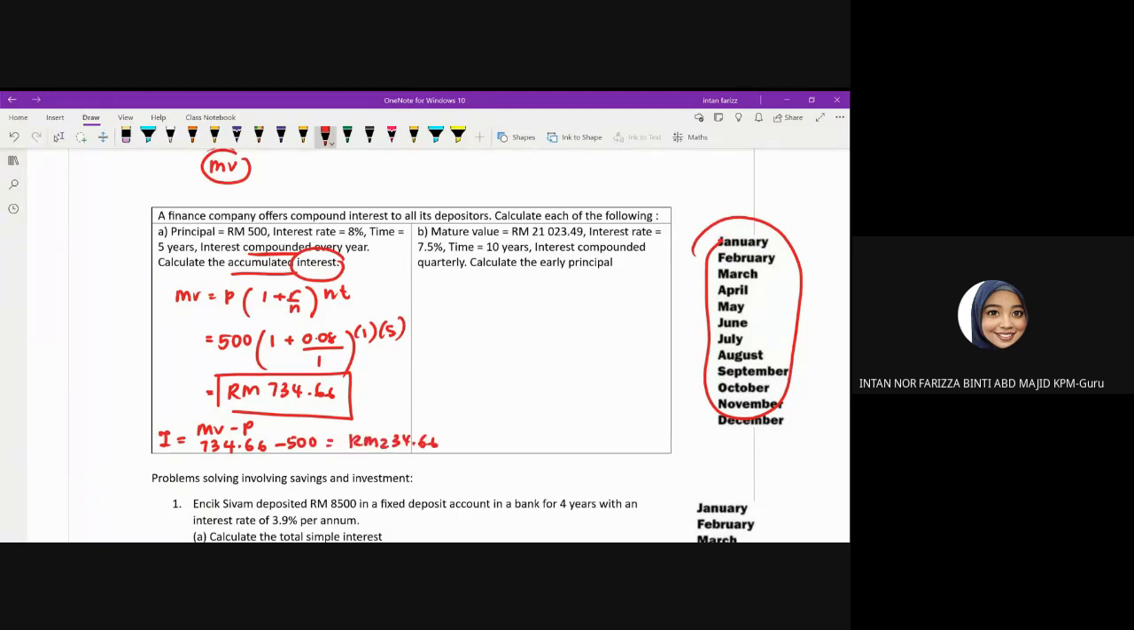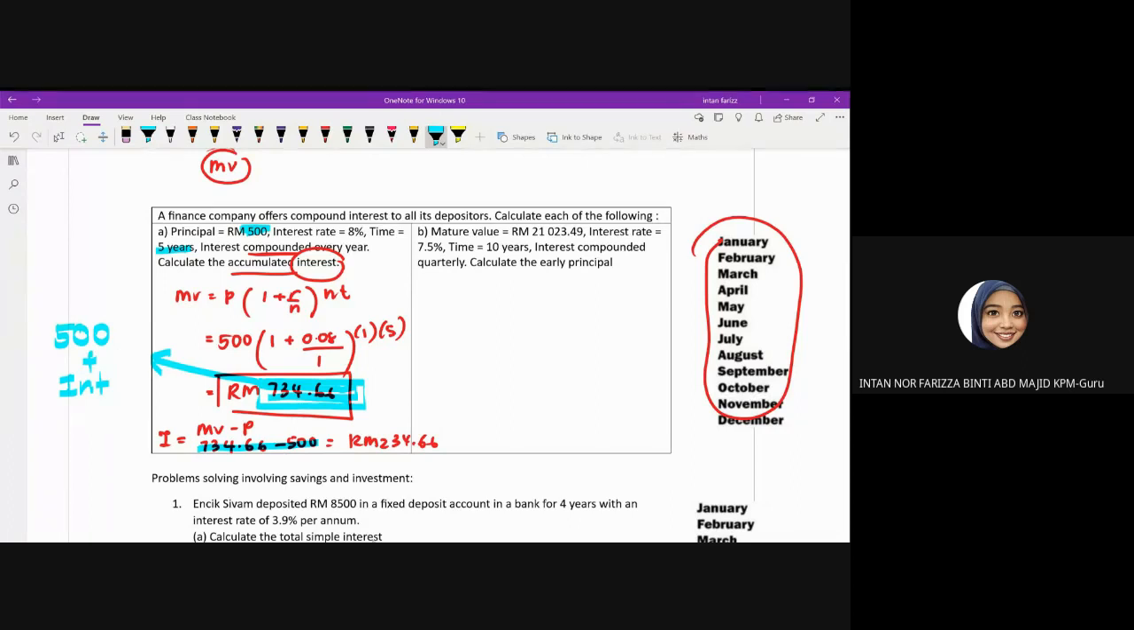What does it mean? Put the money in the bank for 500. After 5 years, the money will increase up to 734.66. But please take note that this 734.66 is the summation, the total, the 500 plus the interest. So how to find the interest? This working: 734.66 minus 500, you get 234.66.